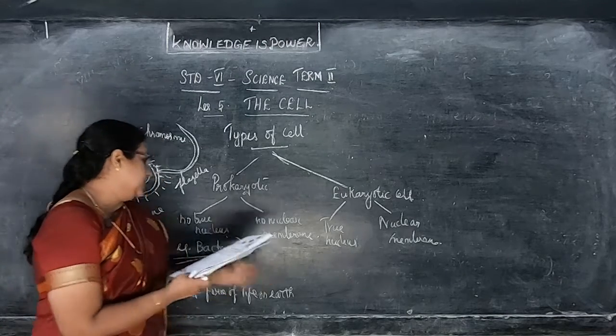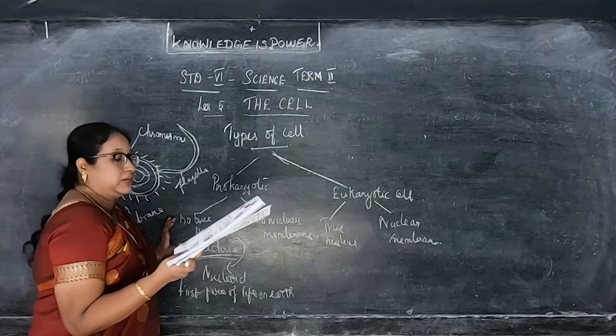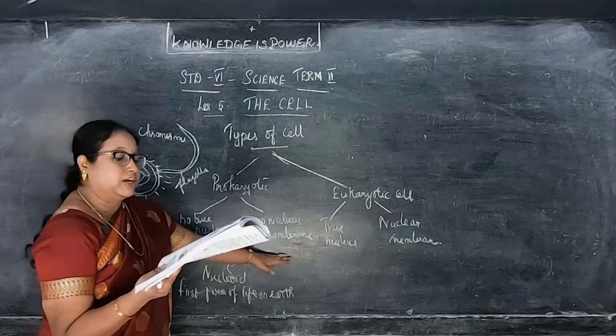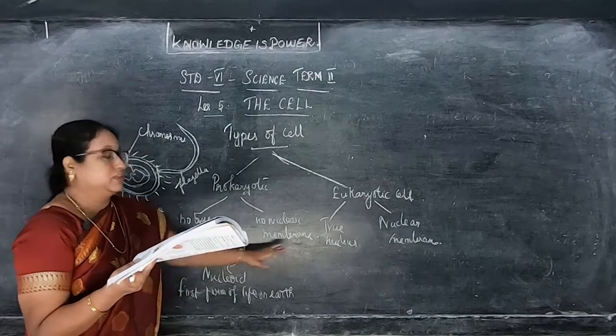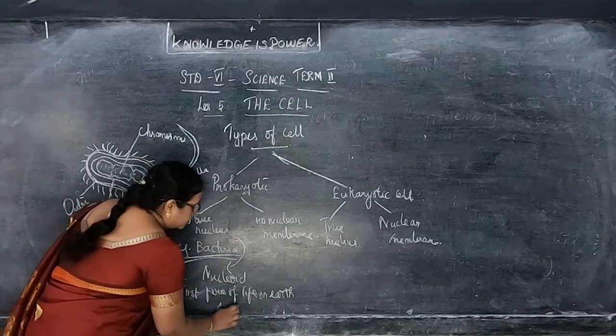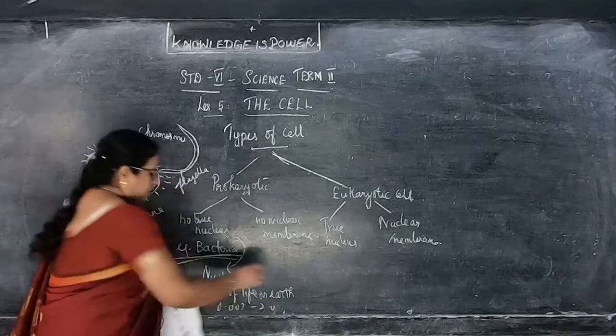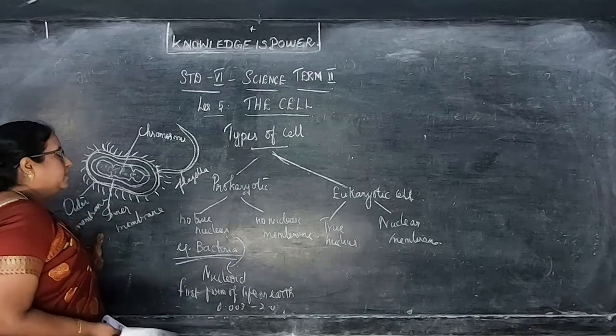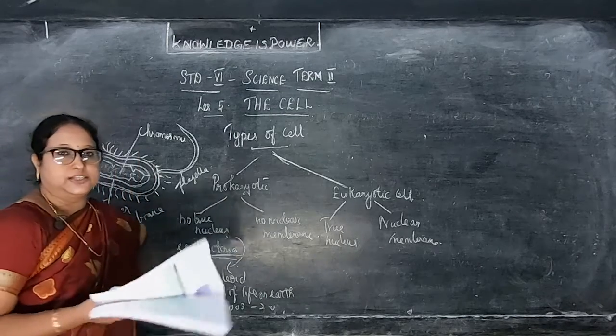So, unicellular organisms like prokaryote has no true nucleus, and this type of nucleus is also called a nucleoid, and no nuclear membrane is found here. And these cells are the first form of life on earth. And what is the diameter? 0.003 to 2 micrometer. And the example I gave is bacteria, this is the diagram. That's outer membrane, inner membrane, chromosome and flagella.